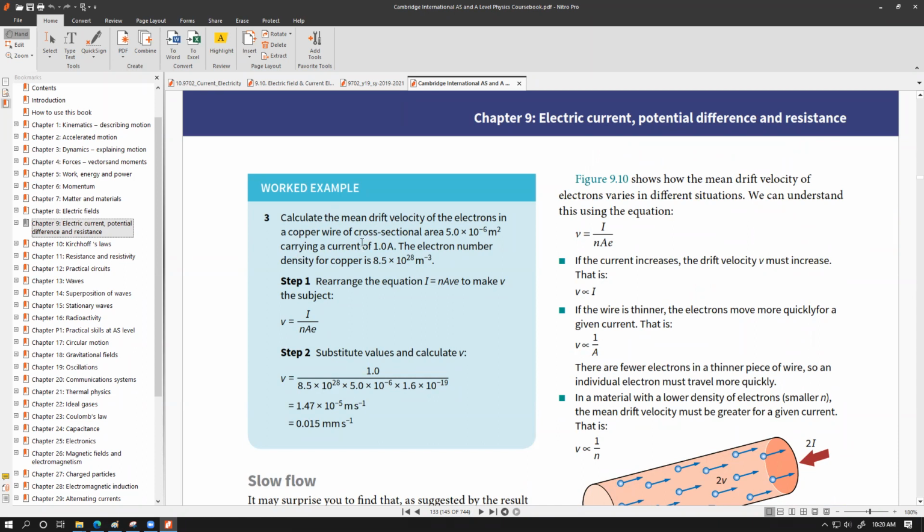The question says the electron number density for copper is 8.5 × 10⁸ per meter cube. If we rearrange the equation, we can substitute all these values, and the speed is given by this number. You can see that the electrons are practically not moving. They are slower than snails. They are just creeping through this, but that creeping can give you 1 ampere of current. If you wonder why, it is because copper has a really large number of free electrons per meter cube. A lot of electrons are moving, and they're moving pretty slowly, so overall you can have a pretty good amount of charge flow.